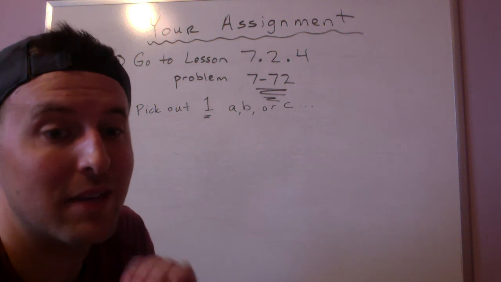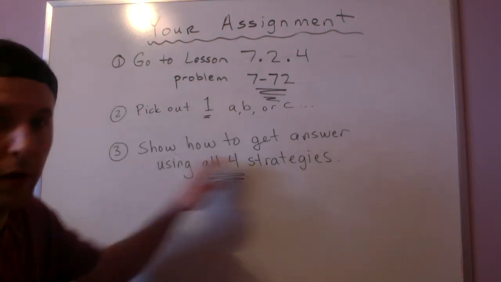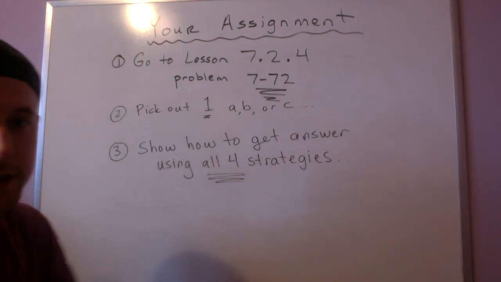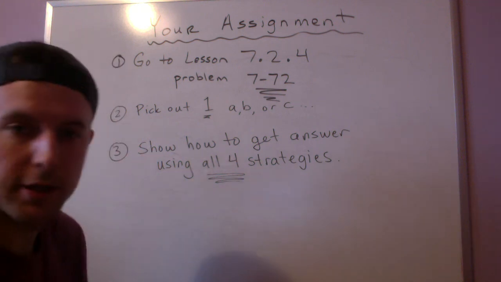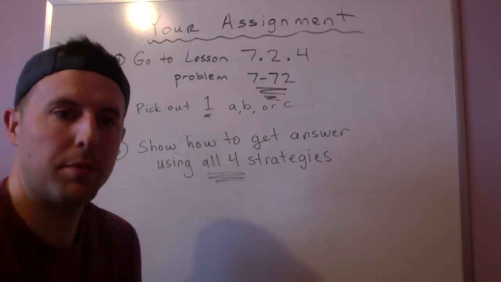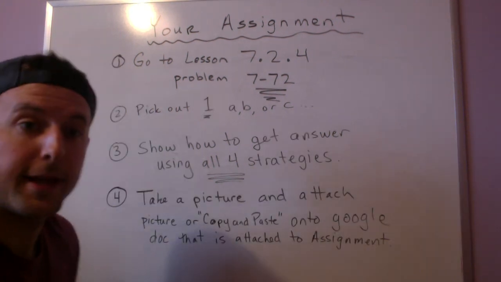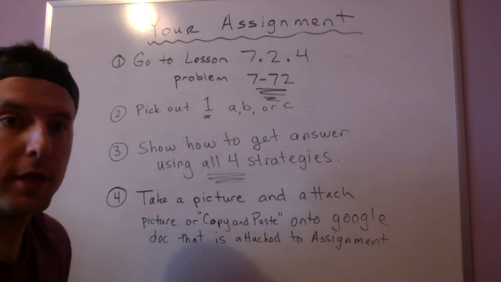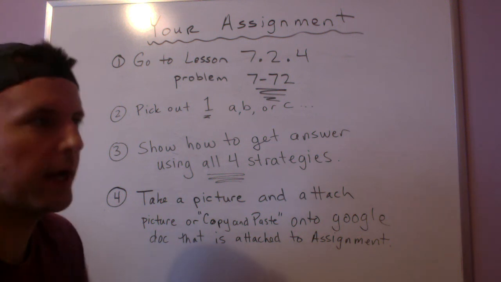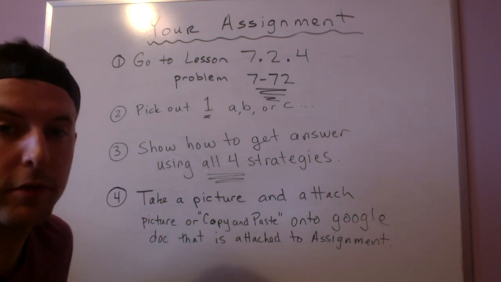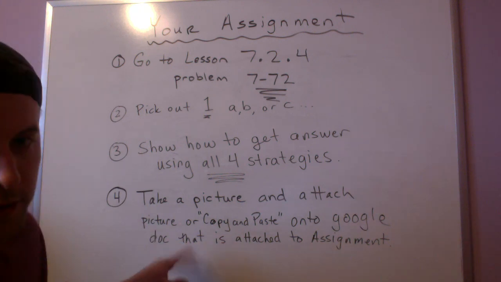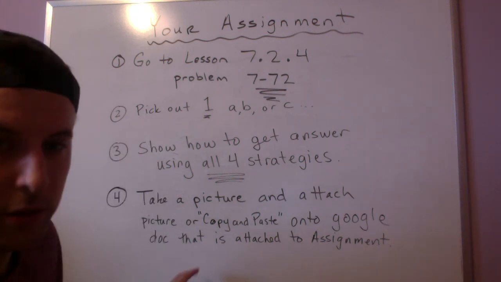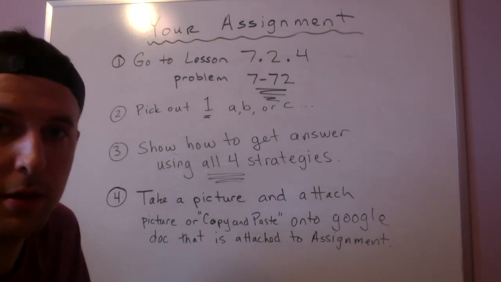Show how to get the answer using all four strategies on paper. Then take a picture of the work that you did on paper or on poster board. I don't know what you're using, but take a picture of what you did and how you showed all four strategies and attach the picture or copy and paste it onto the Google Doc that is attached to this assignment. Once you've shown all four ways and shown me that you know how to do all four ways for one of those problems, you're done. That's it. You're done.